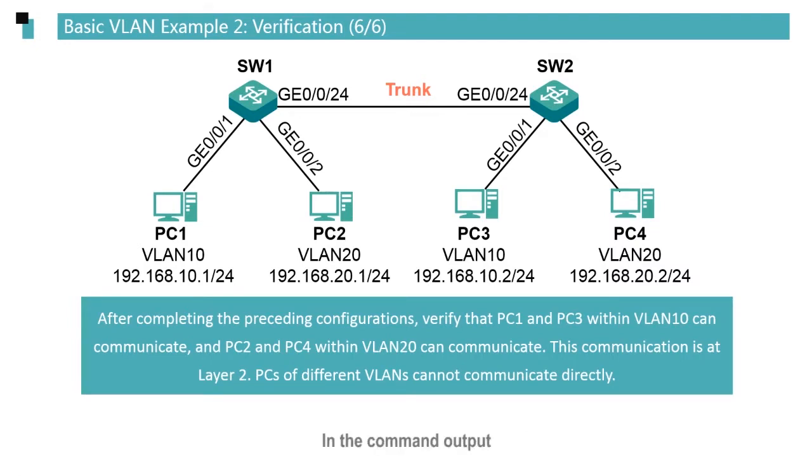In the command output, UT: GE0/0/1 (U) indicates that the interface is not tagged. The interface is directly connected to a PC. The PC does not receive tagged packets. TG: GE0/0/24 indicates that packets exchanged between VLAN 10 and VLAN 20 are tagged. Configure PC 1 to ping PC 3 and PC 2 to ping PC 4. Pings are successful. They can communicate with each other.